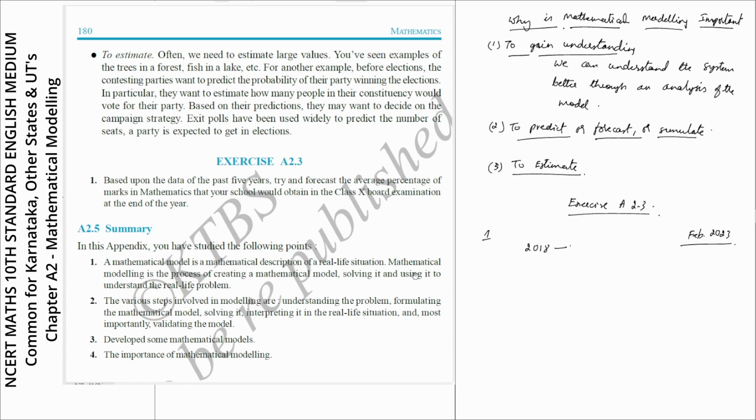Exercise A 2.3, question number 1. Based upon the data of the past 5 years, try and forecast the average percentage of marks in mathematics that your school would obtain in the class 10 board examination at the end of the year. Now, when I'm making this video, the date is February 2023. Let us say we have data for the past 5 years, and for this year we should calculate the percentage of marks in mathematics.